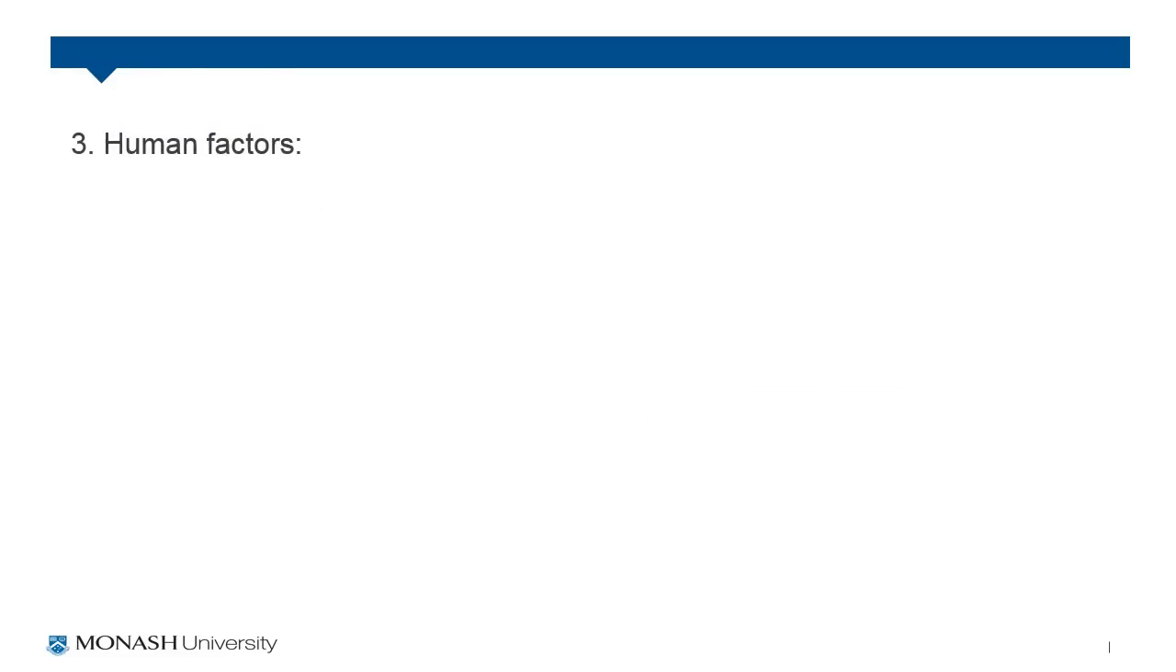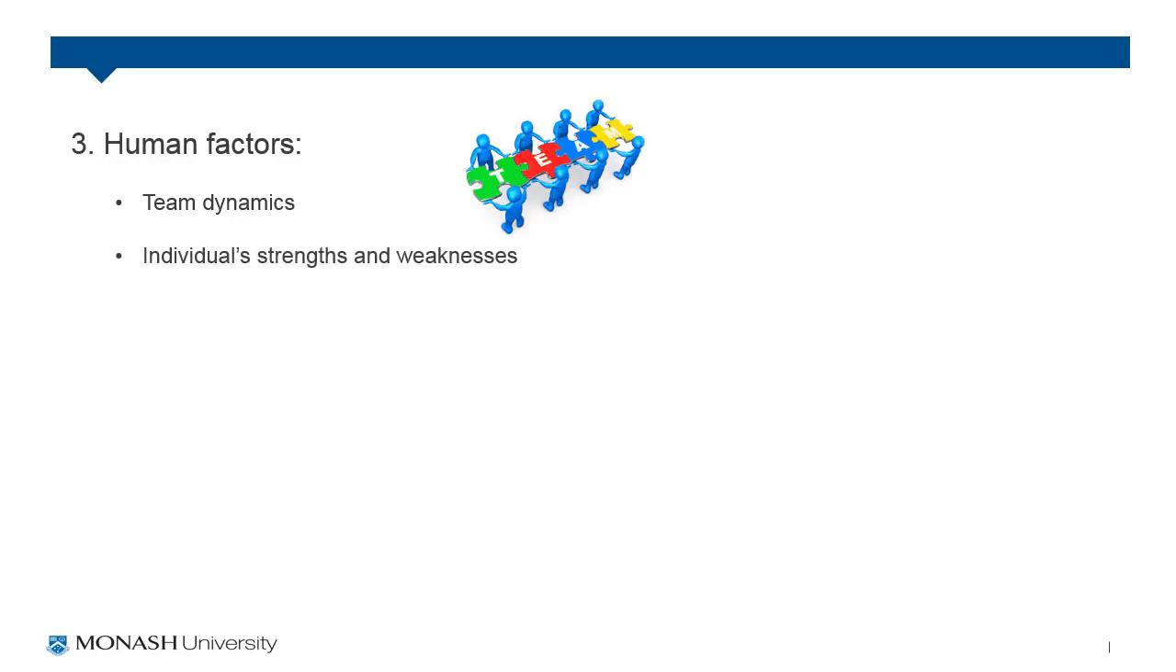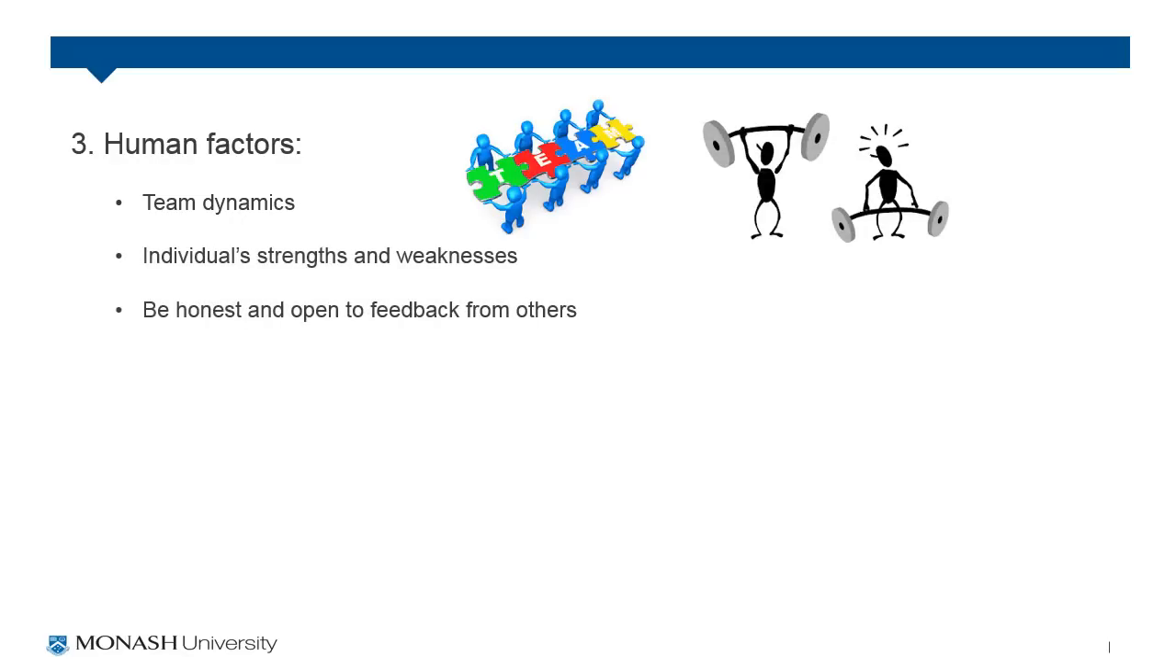Third and lastly, there are human factors. These are something about the team's dynamics as well as each of the individual members' strengths and weaknesses. Be honest if you are to analyse yourself, and be sensitive when you are giving feedback to your team members. And if you are receiving feedback, be open to what others have to say about your contributions to the team. You may not agree with the feedback to start with, but it's important to acknowledge what other people thought about the way you worked in the team.